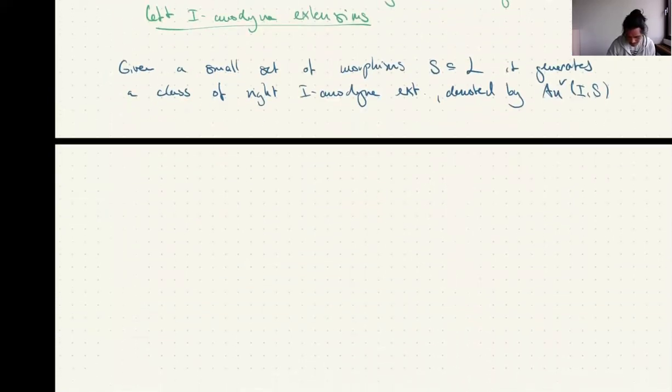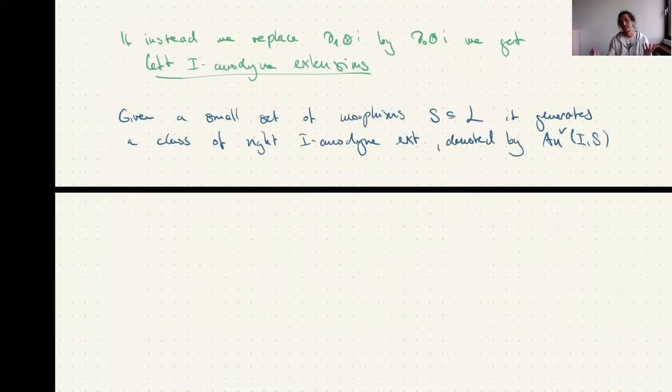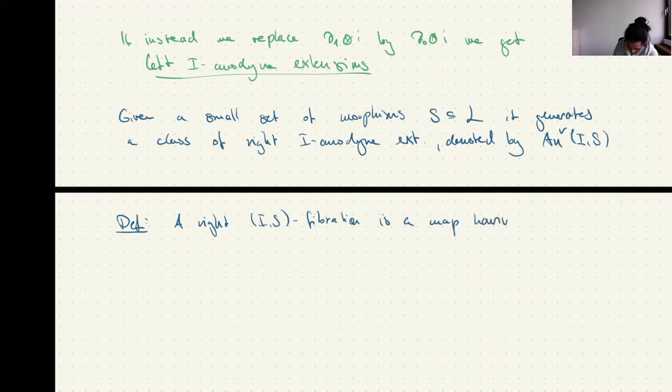And so I said that this is going to be the trivial cofibrations, which are large enough to recognize when an object is fibrant. So make the following definition. A right I S fibration is a map having the right lifting property with respect to this class of right anodyne extensions.